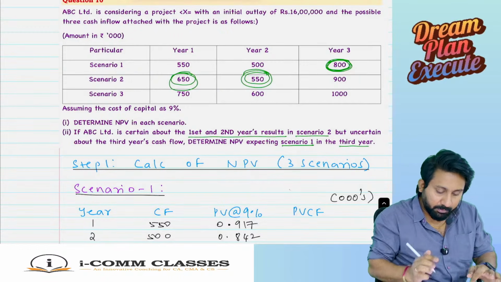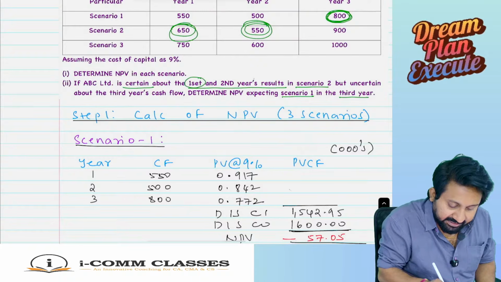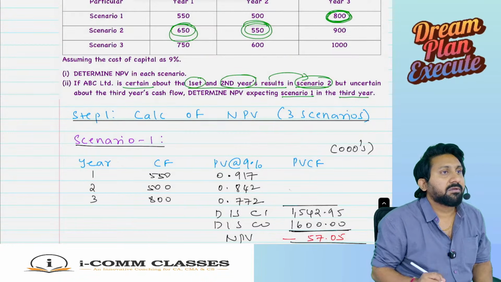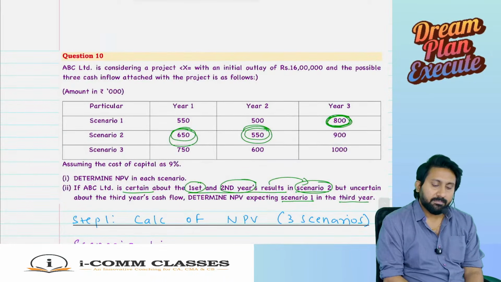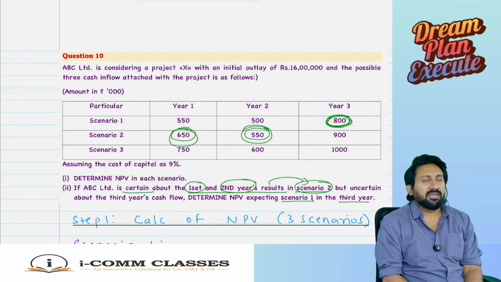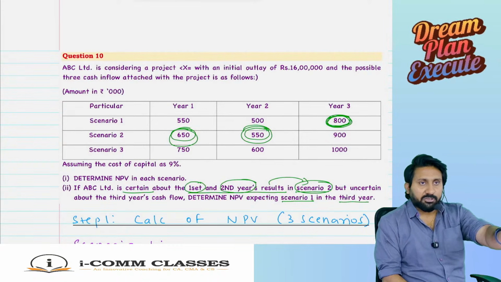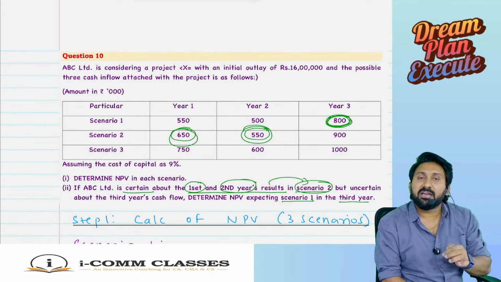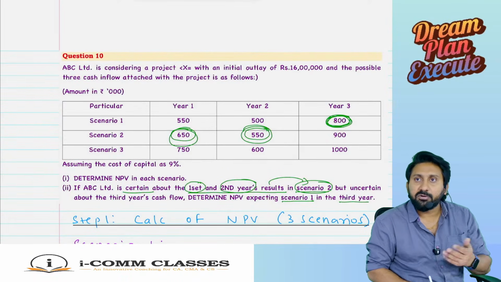Read the question one more time. It is certain about the first and second year, scenario 2 results will come. Are you understanding? Scenario 2, what is the first year result? Second year result? Those two will come in the first 2 years. Third year, which one will come? Scenario 1 or 2 or 3? 1 will come. Therefore, how much will come? 800. Shall we do the answer for that?